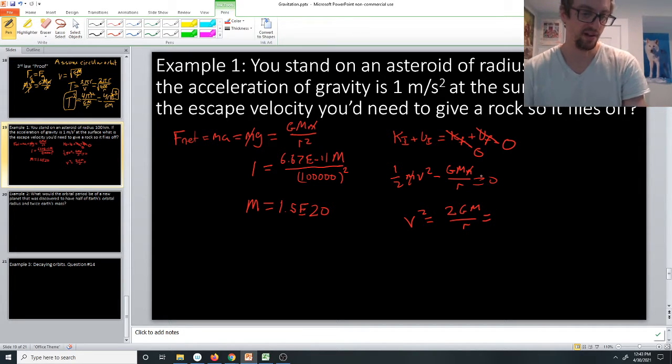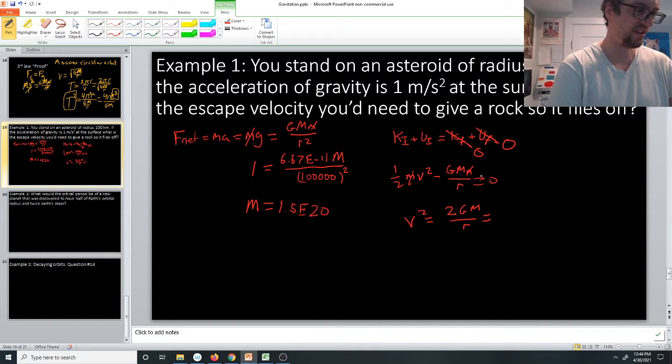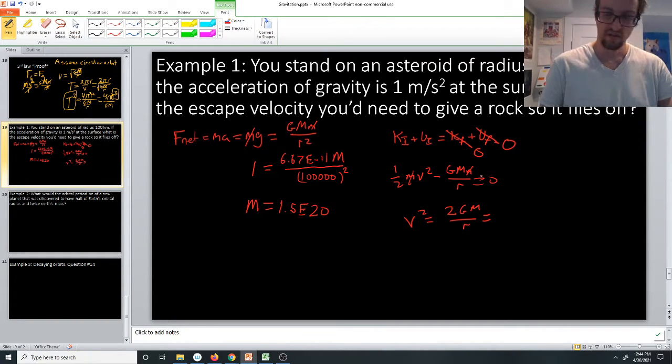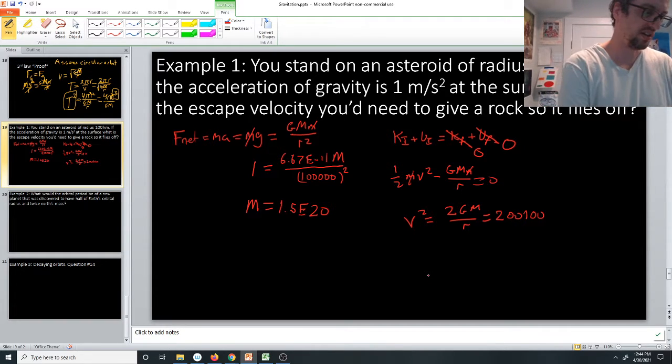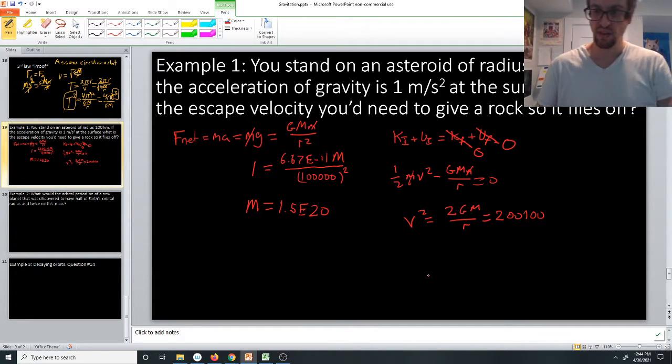And like I said, I'm going to have to do a quick recalc here to get that value. So 6.67 e negative 11 times 2 times 1.5 e20 divided by the radius is equal to 200. That's pretty big, but we're going to take the square root of that, obviously. And we get v equals 447 meters per second.